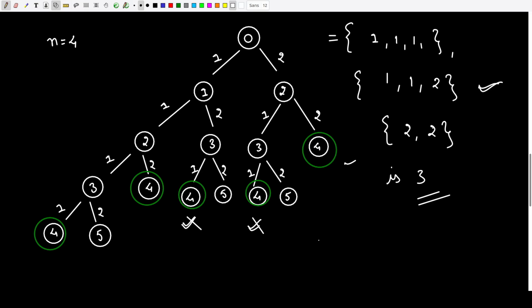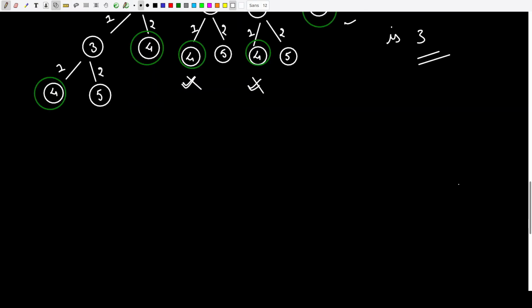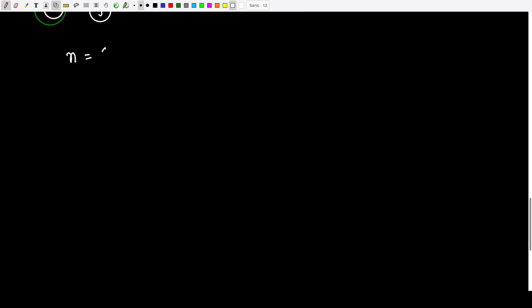Now let us look at the optimal way of solving this problem. So let us say n is equal to 6. Now with n equals 6, as we can see, n is an even number. And with n we have just two possibilities. Either n will be an even number or n will be an odd number. We will discuss the case for odd numbers as well. But for now, let us go with the even number case.